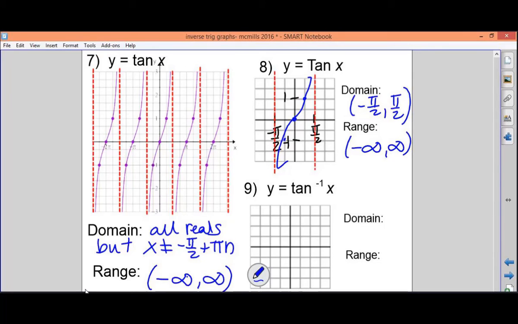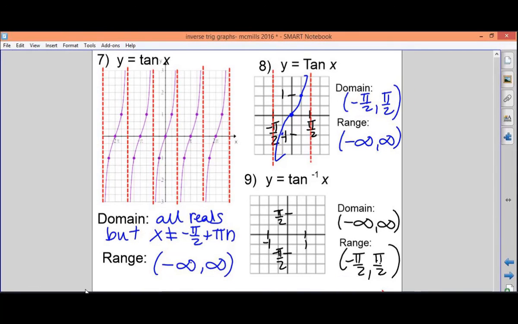And now we're going to do the inverse. So inverse, again, we switch x and y. So the domain becomes the range and the range becomes the domain. So this time the domain is going to go on forever left and forever right. The range is going to go from negative pi over 2 to pi over 2. And remember those 1 and -1 values happen still at pi over 4.